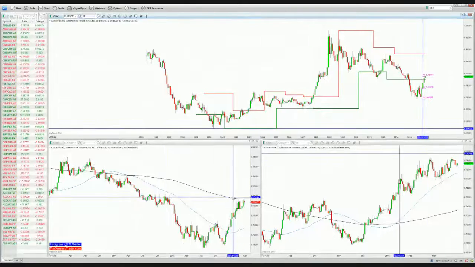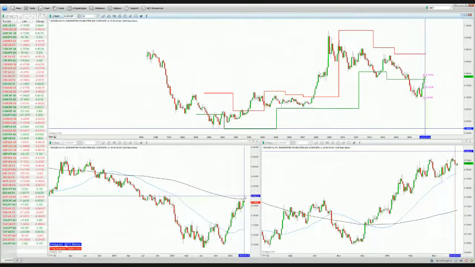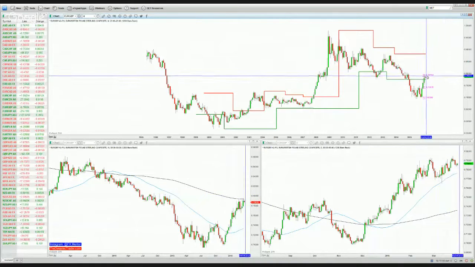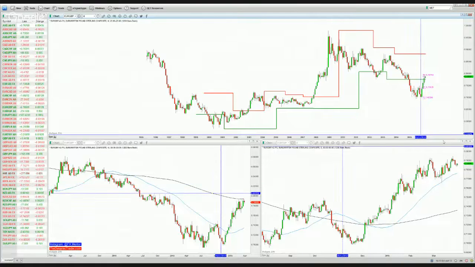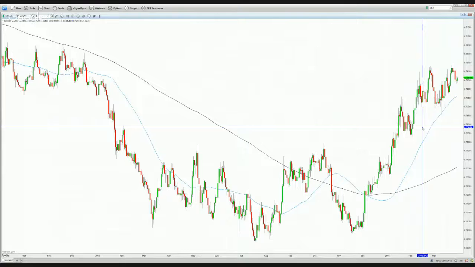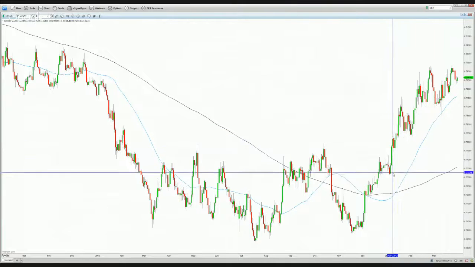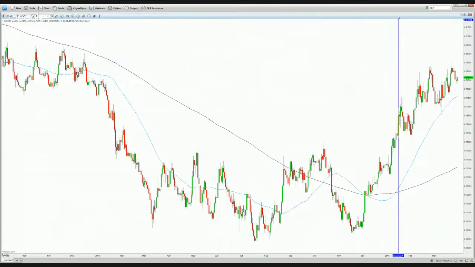Weekly, 200 acting as resistance, above the 50, so we need to see the weekly 200 cleared and 0.80 cleared and the high of 2015 cleared. Once those levels are cleared, then we could see bullish strength potentially. Trading above the 200, trading above the 50. So that's looking interesting. 50 holding strong as support. Quite a messy looking trend though, not one that's very appealing.